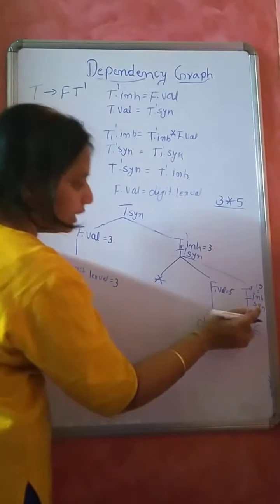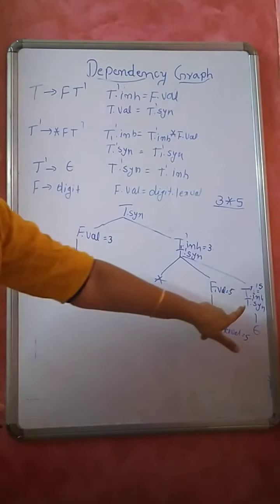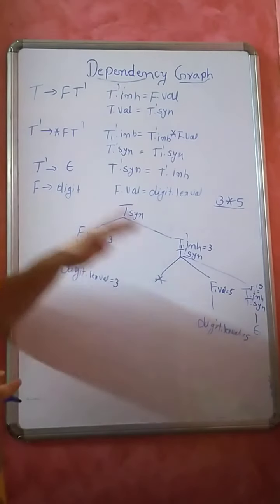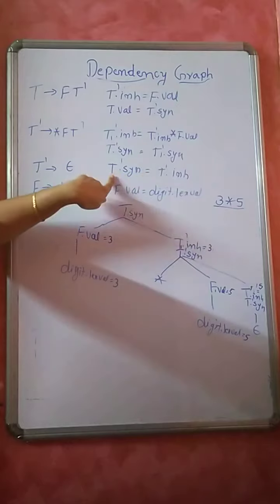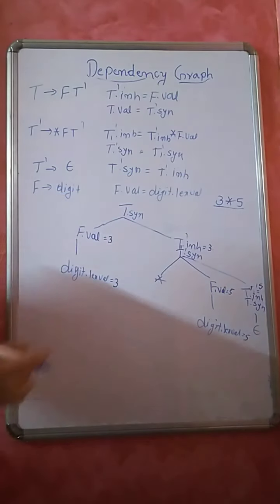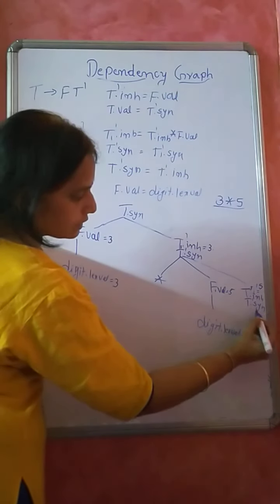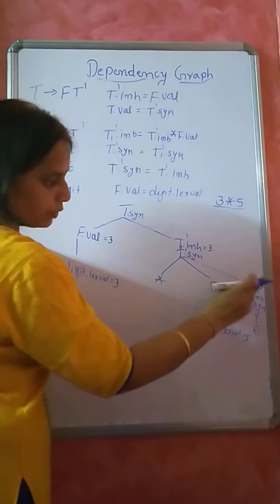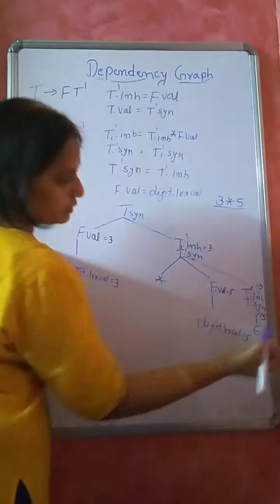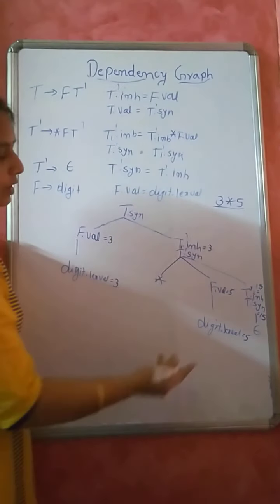Now here T dash synthesis. So what am I applying here? Epsilon. When I am applying the epsilon, what is the semantic rule? T dash synthesis is equal to T dash inherited. What is T dash inherited? 15. Therefore here also it is 15. There also it is 15.